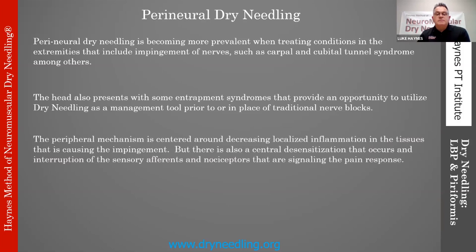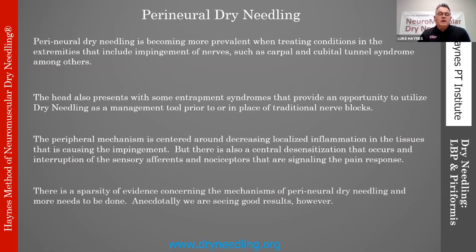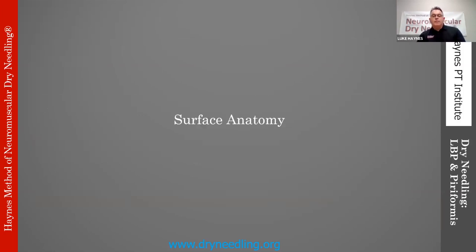The peripheral mechanism for perineural dry needling is centered around decreasing the localized inflammation in the tissues that is causing the impingement. There's also a central desensitization that occurs, an interruption of the sensory afferents and the nociceptors that are signaling the pain response. There is unfortunately a sparsity of evidence concerning the mechanisms of perineural dry needling. Definitely more needs to be done in that regard. Anecdotally, we are seeing good results with perineural dry needling.